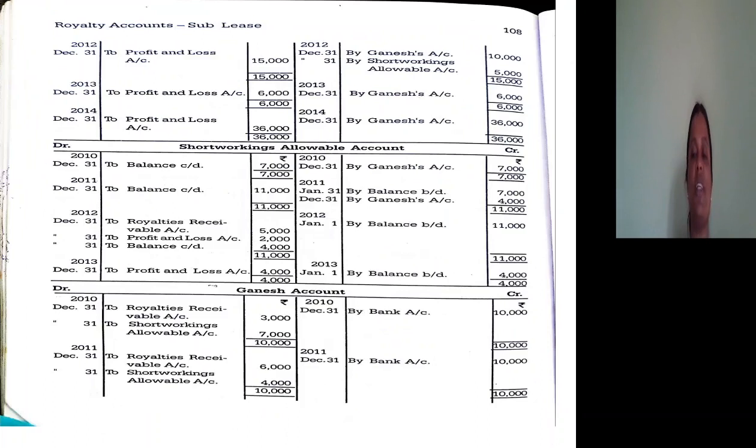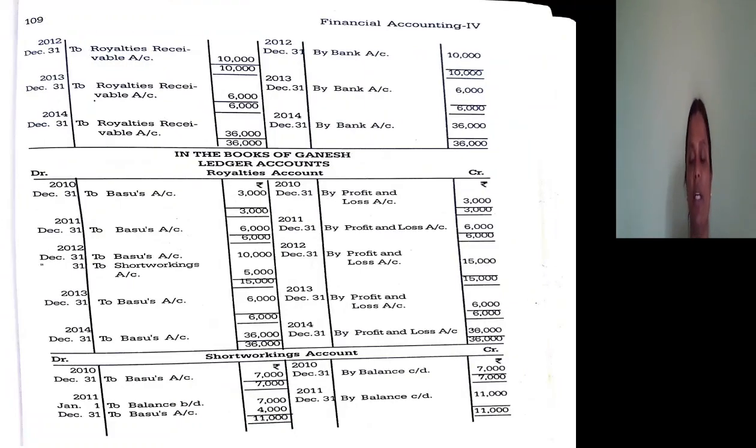What is the situation? There is excess, and the excess was used to recoup the short working. So the due entry should not be started with the lessee's account. It should be started with royalty receivable account. Journal entry: Ganesh account debit, short working allowable account debit, to royalty receivable 10,000 and 5,000, totaling 15,000. In short working account, to royalty receivable 5,000, and in Ganesh account, to royalty receivable 10,000.